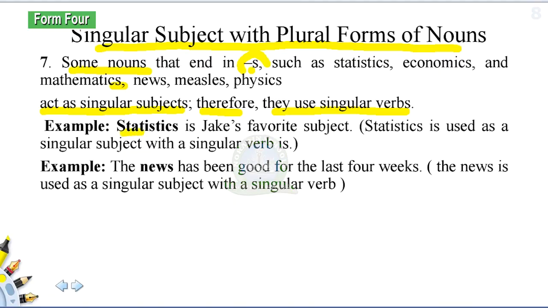For example, statistics is Sheikh's favorite subject. So statistics is used as a singular subject with a singular verb. Another example, the news. Do not think that news, because it has an s, is plural. So the news has been good, not "have been." The news has been good for the last two weeks.